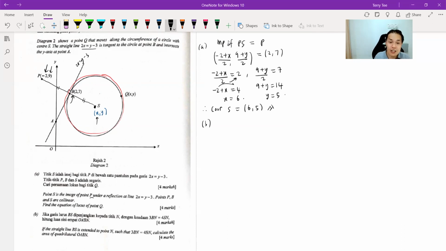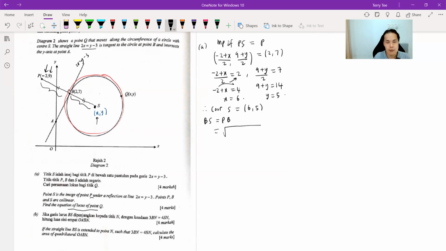Oh, sorry, I haven't finished yet. I need to find the equation of the locus. I only found the center, right? The locus is a circle. It has a common center, and every point is equidistant from point S, but we need to know what the distance is. We need to find the length of BS. BS is actually the same as PB because these two are equal length. So BS equals PB.